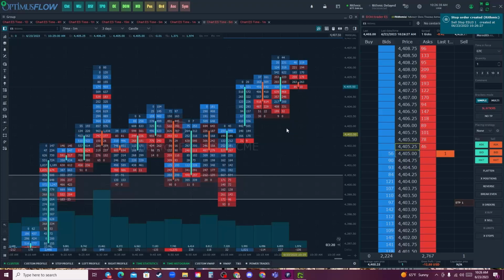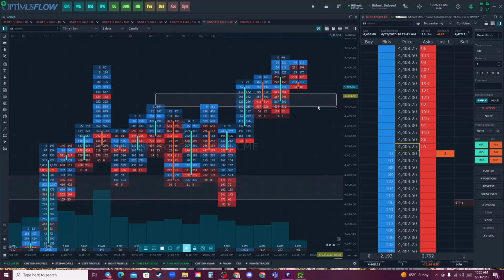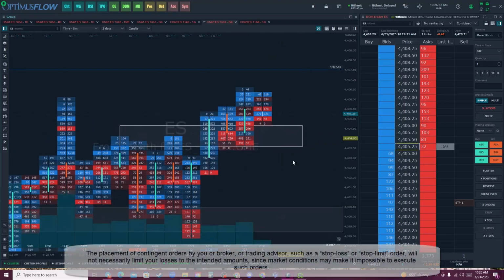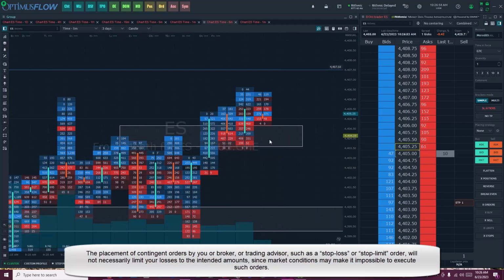Now, if we want to move that and we say there's some support here, and I want to make sure that I have my stop below this support, assuming that I am indeed long and have a long bias. I don't want to get stopped out at the bottom of the range on support. So I would just simply click and drag this stop below. And we can see here that it's not showing up on the chart.